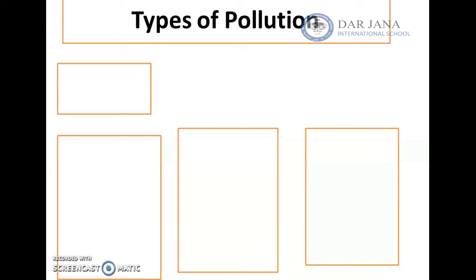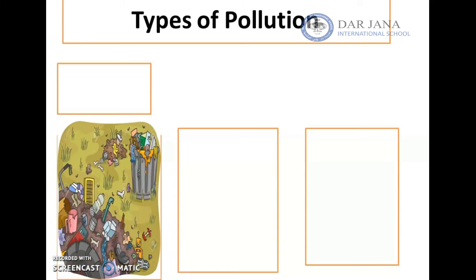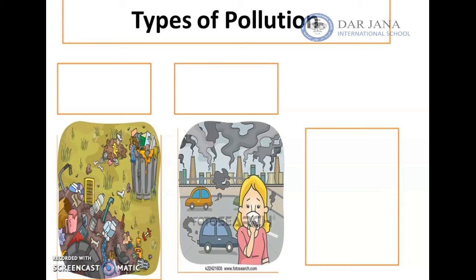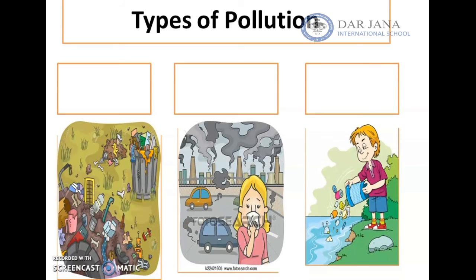Types of pollution. We have 3 types of pollution. Type 1, type 2, and type 3. Type 1 is land pollution, which is man-made. This pollution is affecting our beautiful and green environment, which will lead to health diseases.